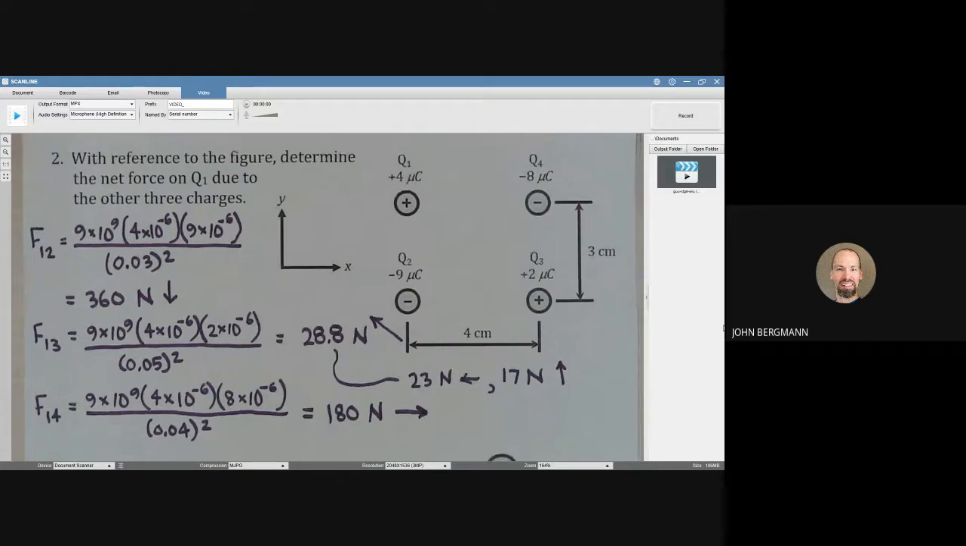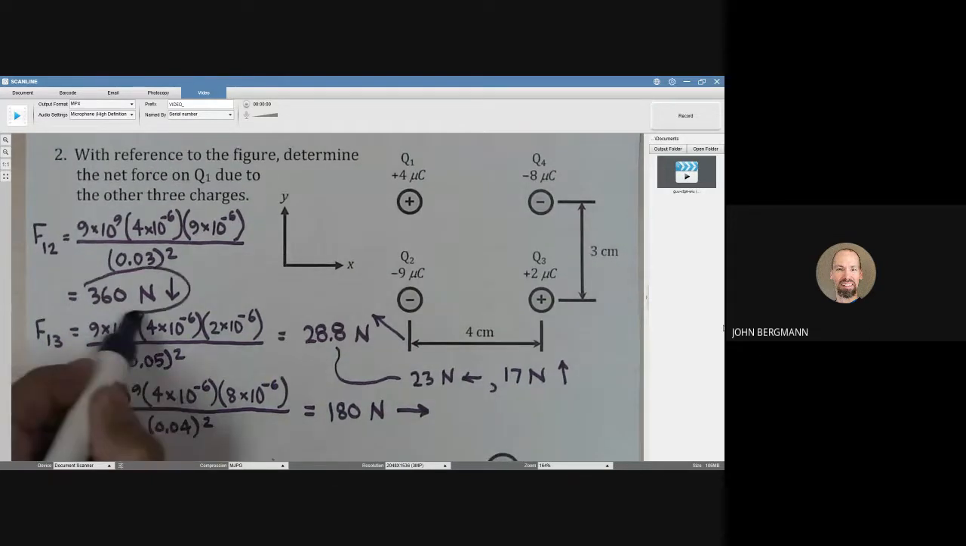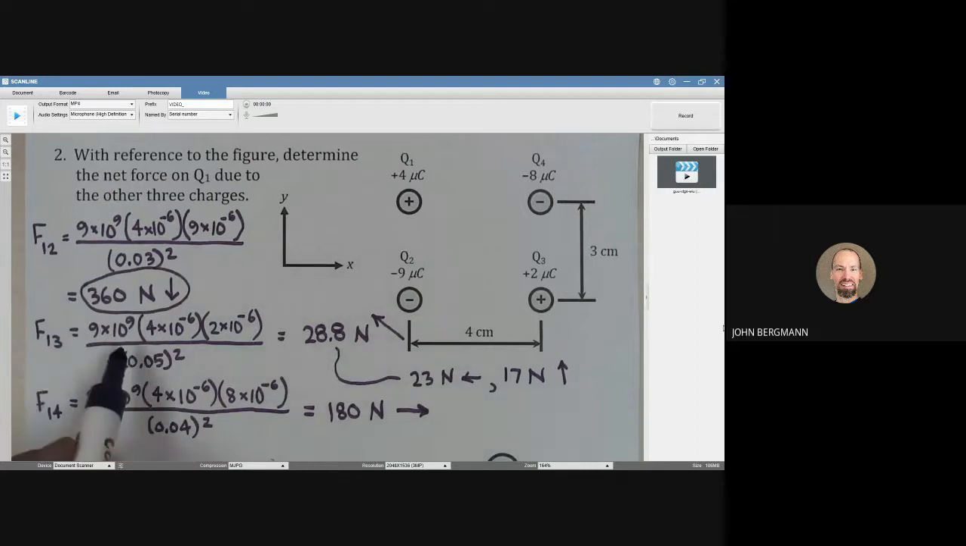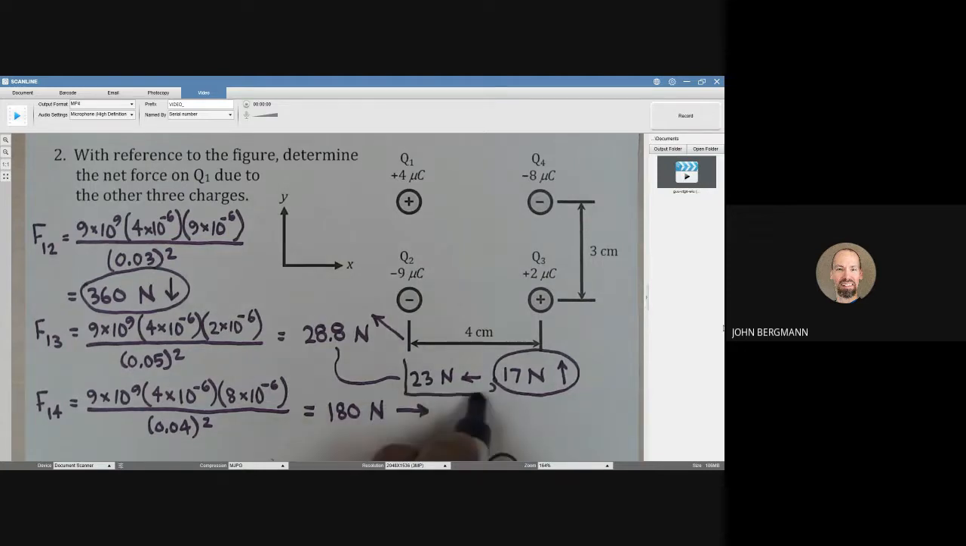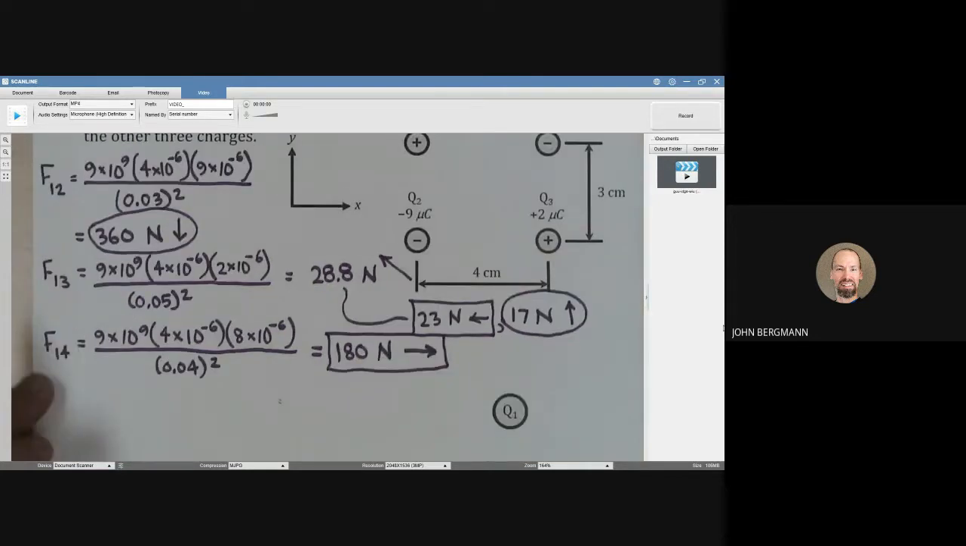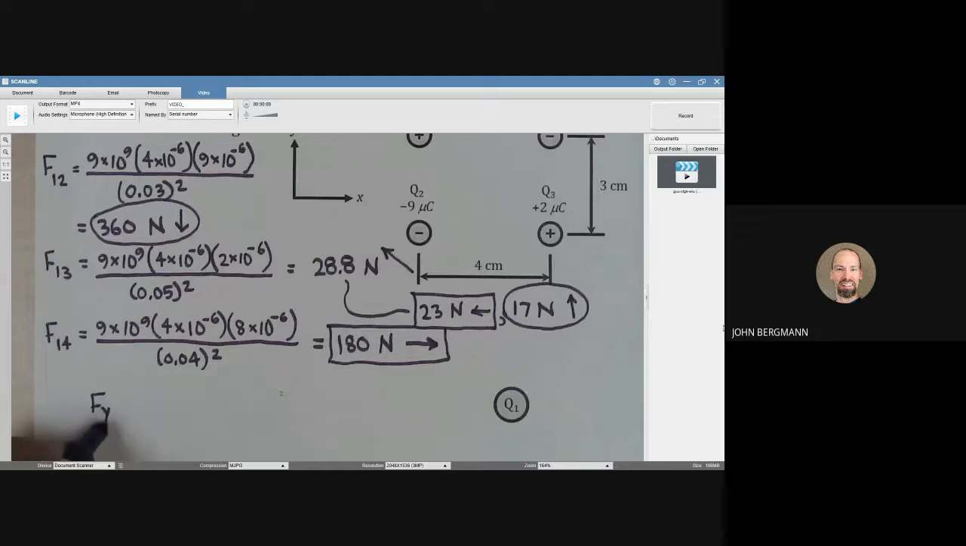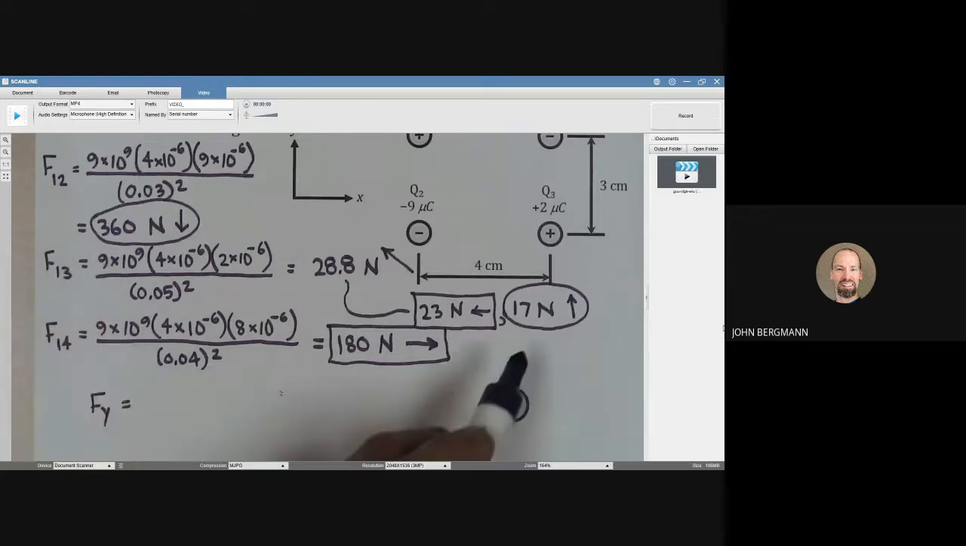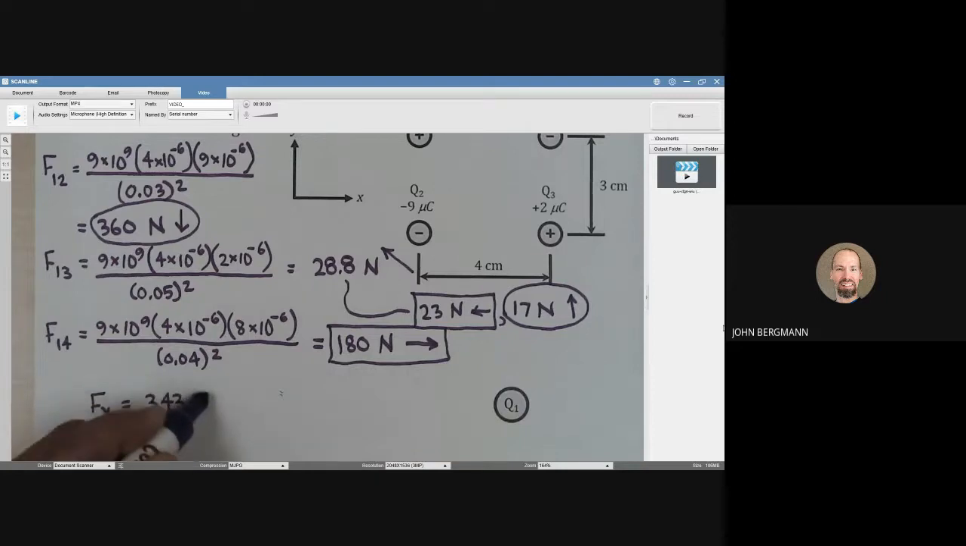What we do now is we need to add that vector in the downward direction, this vector in the upward direction. Let me put a rectangle around the x direction components. There we go. So these ones that I've put an oval around give us a net. Let me scoot this up just a bit so you can see this. The force in the y direction is 360 down and 17 up. That's 343 newtons in the downward direction. In the x direction, that comes out to be 157 newtons in the positive direction.